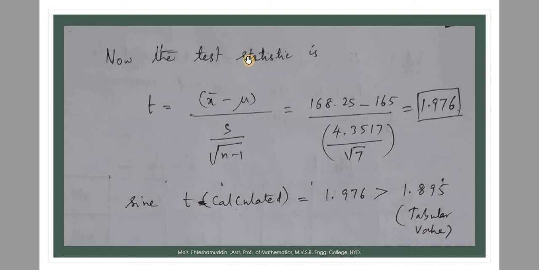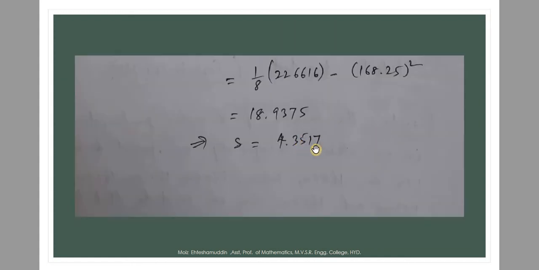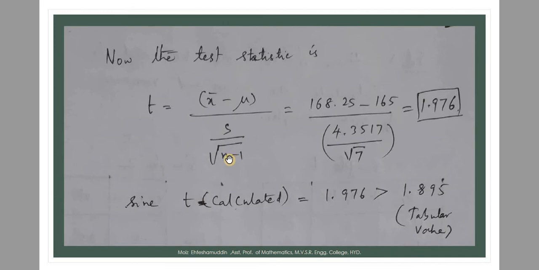In each and every case there will be some t value, that is, there will be some formula for t which is connected to that case. So t is (x bar minus mu) by (s by root of n minus 1). It is just a substitution of the x bar value, which is the mean of the sample, and mu is the mean of the population, 165. s is 4.3517, the s value just now calculated, and root of n minus 1 is 8 minus 1, root 7. On simplification this is 1.976.